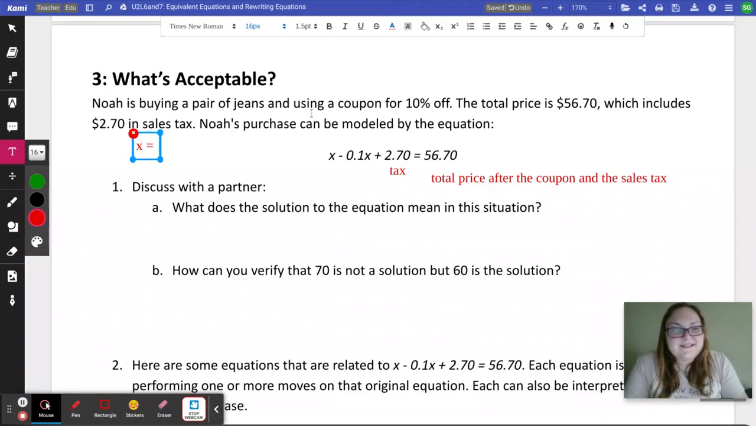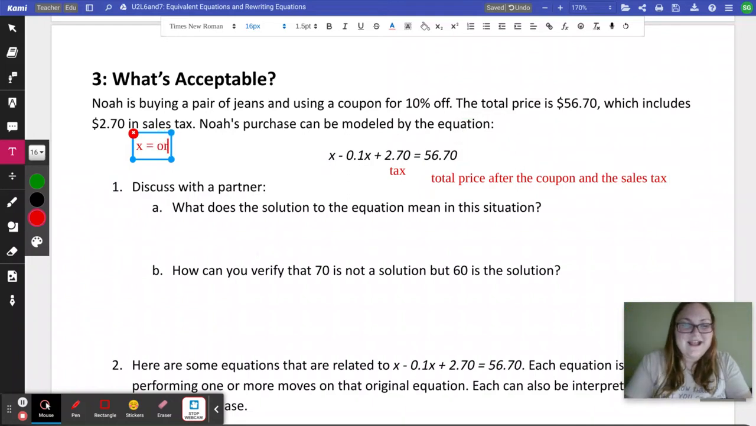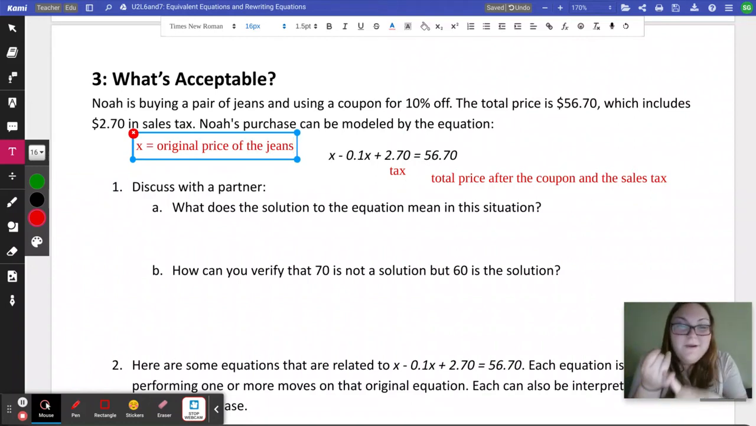It comes back to the very first part of the story. It was saying he was buying a pair of jeans. That x right there is the price of the jeans. It's not the total, like final price after the coupon and the sales tax. We could maybe describe it as like the original price of the jeans before the coupon's added in and before the sales tax is added in. So that x right there, that's our original price of jeans.